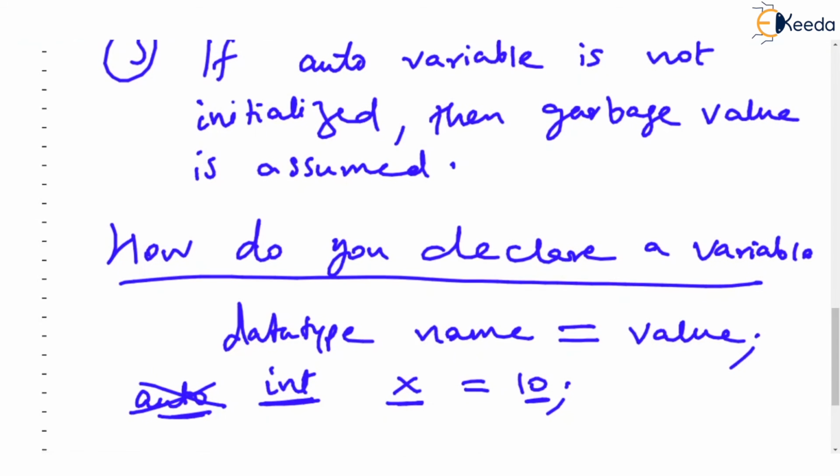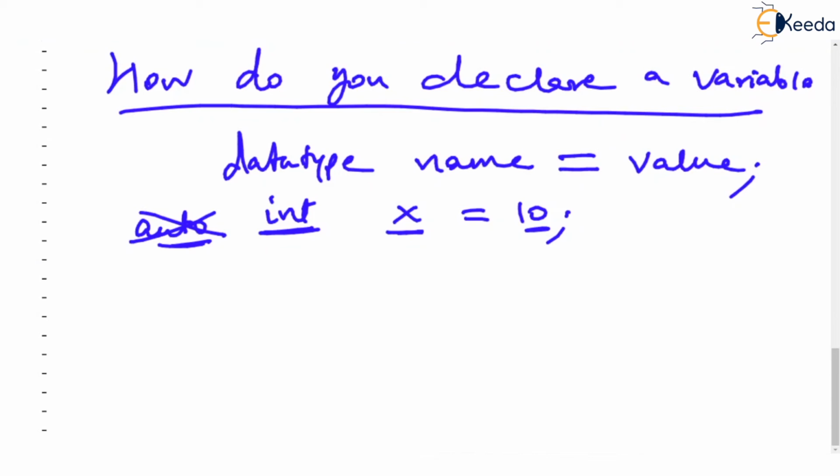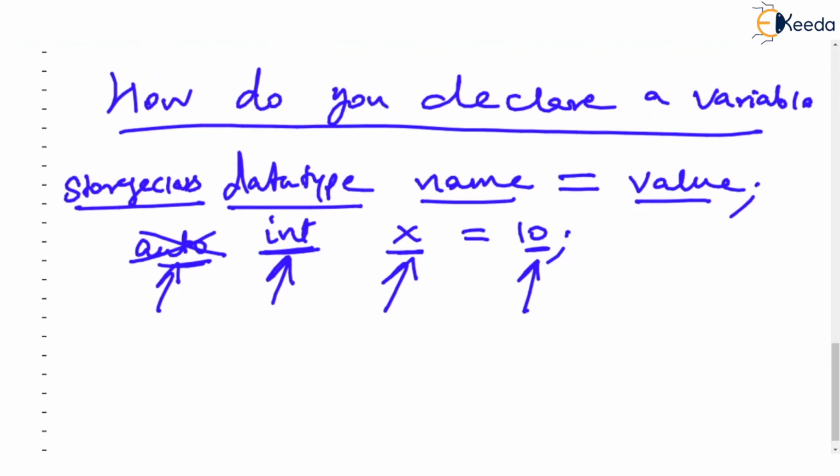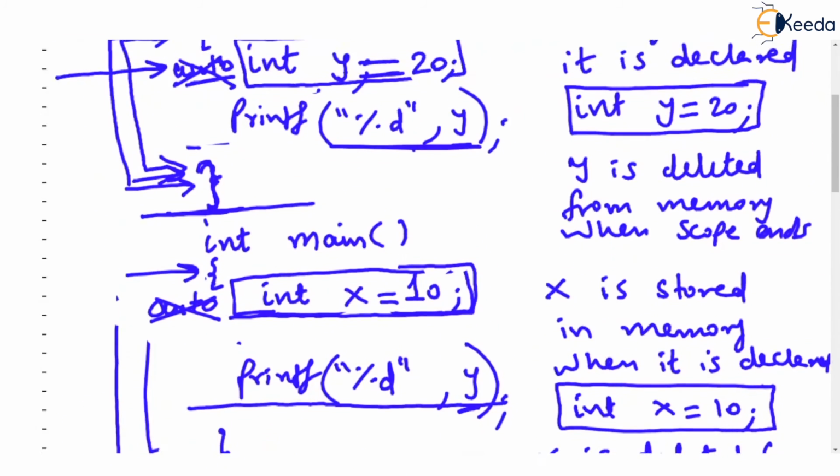So what is the declaration of a variable? How is a variable declared? First comes the storage class, then the data type, then the name of the variable, and then the value. So auto is the storage class, int is the data type, x is the name, and 10 is the value. I hope you have understood all facts about auto storage class.